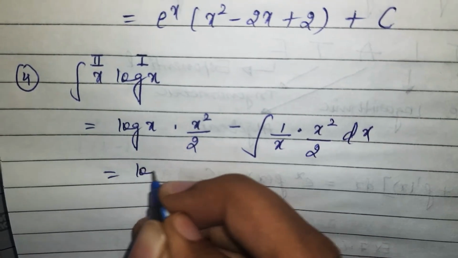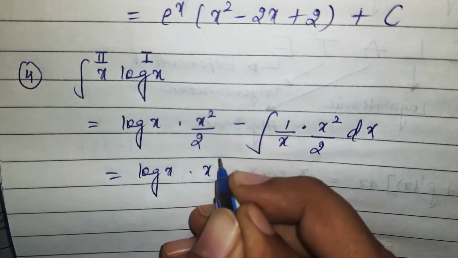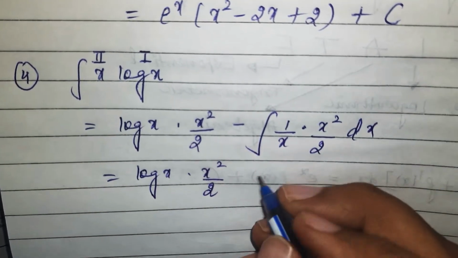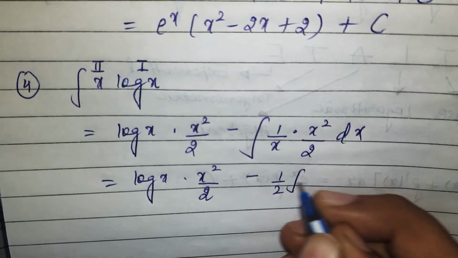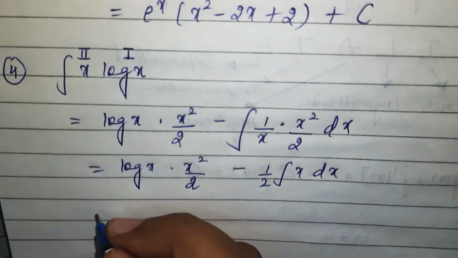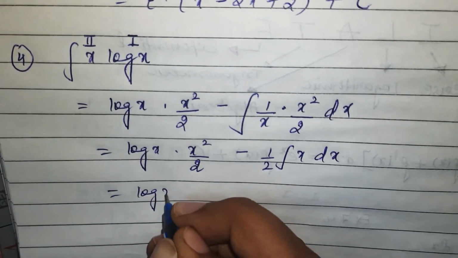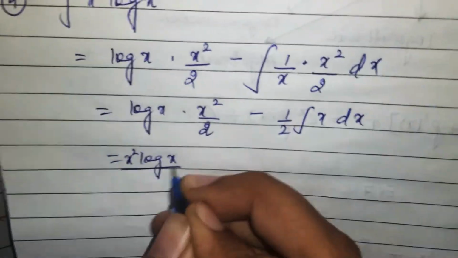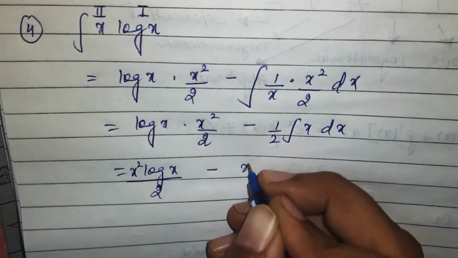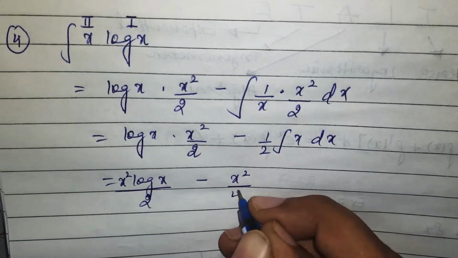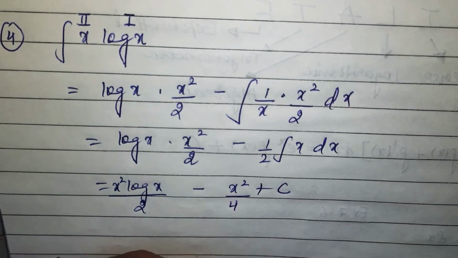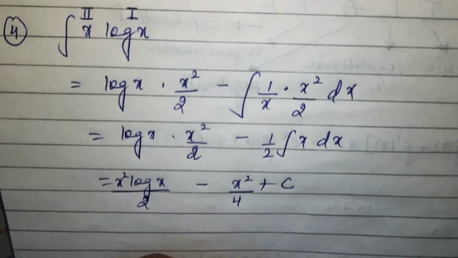So I am getting log x into x square by 2, and this will become 1 by 2 x dx. So the final answer is log x into x square by 2 minus x square by 2 into 2, 4 plus c. So this will be your final answer.